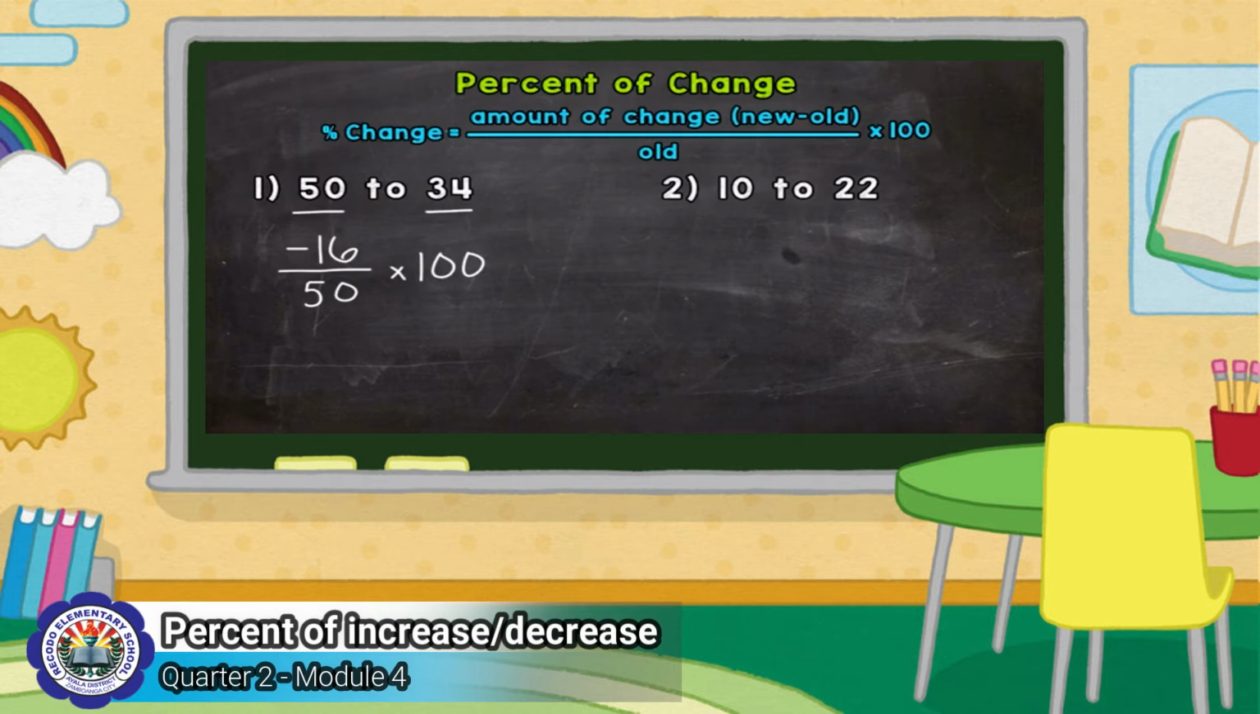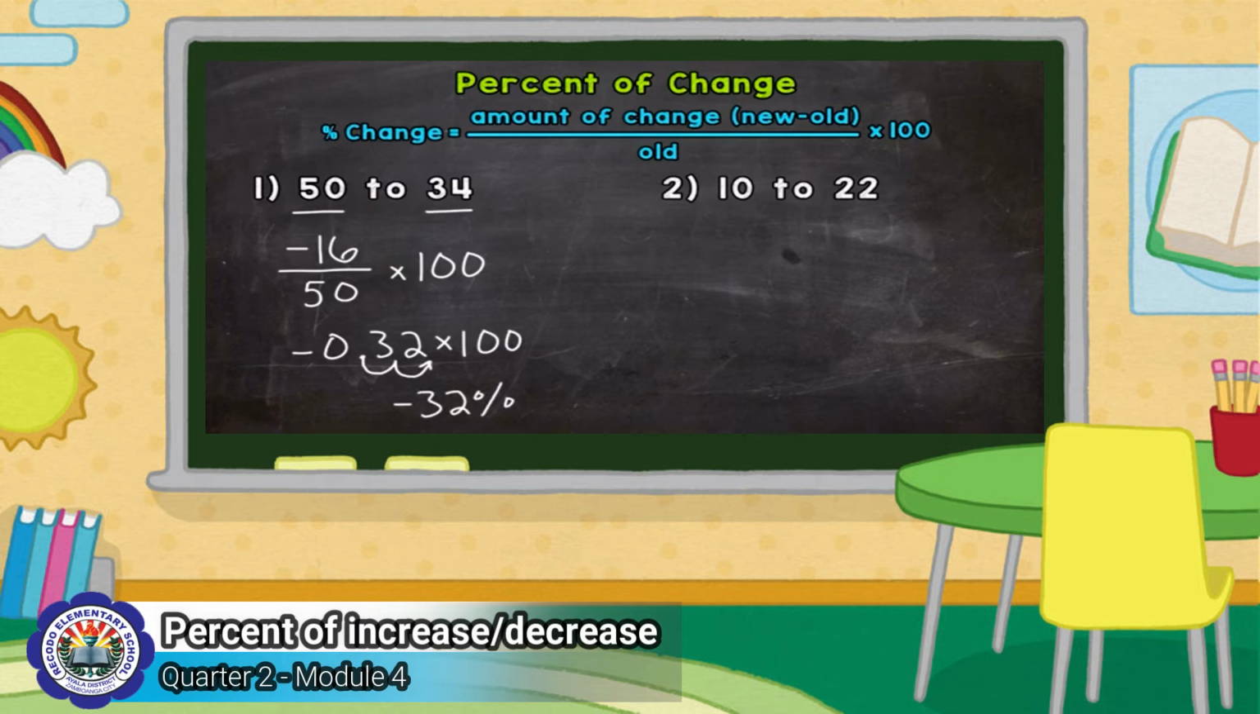All right, so negative 16 divided by 50 is going to give us a negative 32 hundredths. And then multiply that by 100 again to convert that decimal to a percent. So we can multiply that decimal by 100 by moving the decimal twice to the right. So 1, 2. And we end up with a negative 32%.